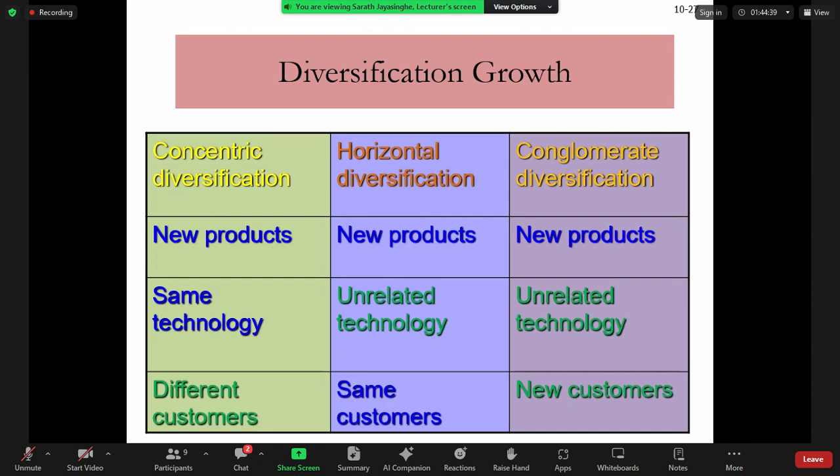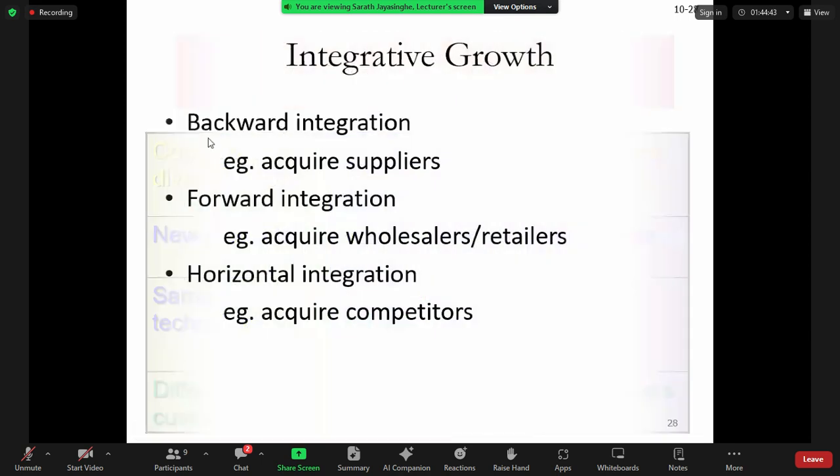So then you can move on to forward integrated growth. We discussed that one. Backward integration, forward integration, horizontal integration.